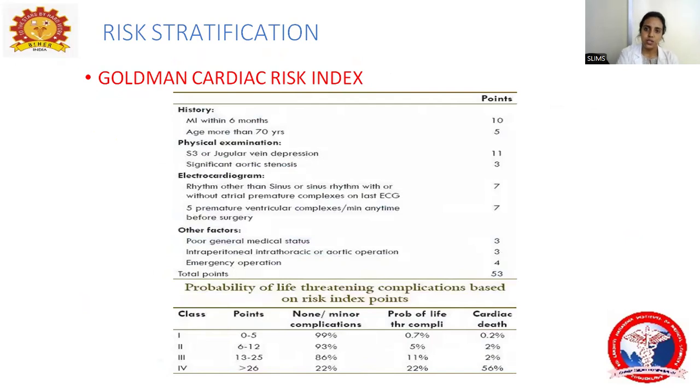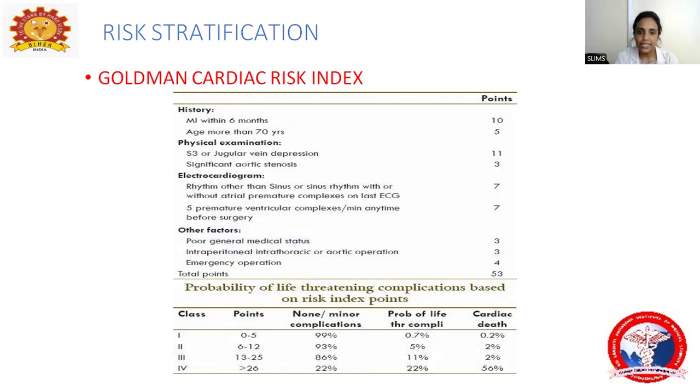So these are a few indices which are useful for risk stratification before posting the patient for surgery. The first one being the Goldman Cardiac Risk Index. So here you have to see the history. If there is a myocardial infarction within 6 months, the score would be 10. Age more than 70 years, the score will be 5. Physical examination: jugular venous distension is 11 points, and significant aortic stenosis is 3 points.